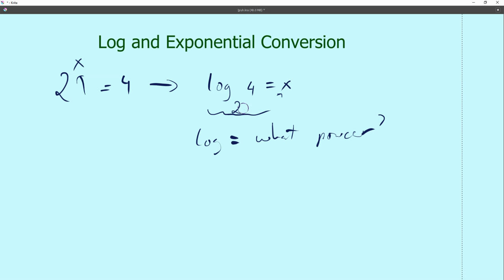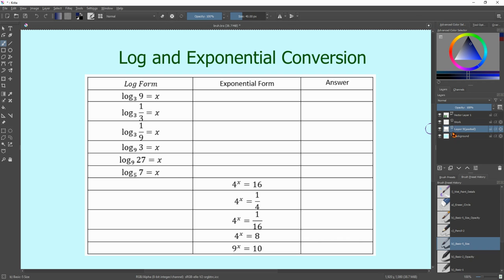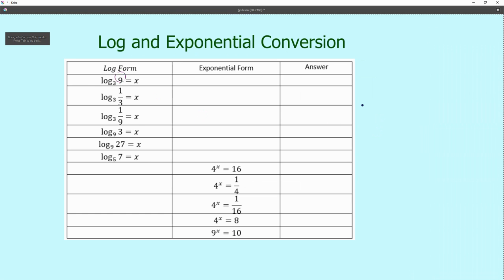So what power of 2 gives you 4? That's what it's asking. That's what log means. Log means what power of 2 gives 4. Using that, we are going to do some conversion between the two forms here. Here is the log form, and we're going to write that as exponential form.